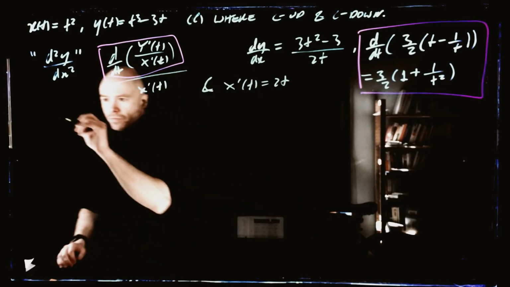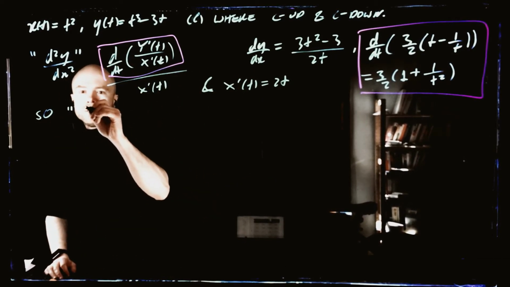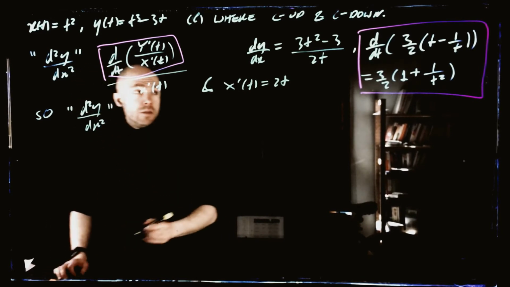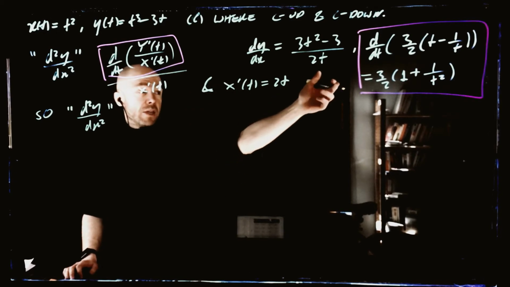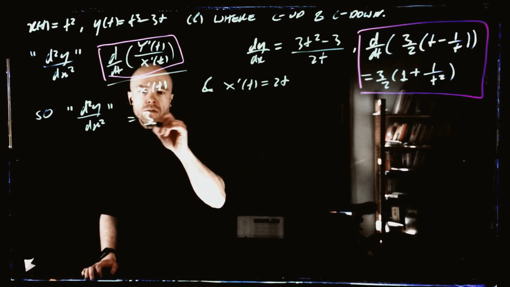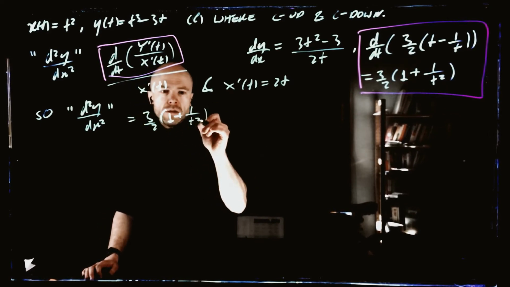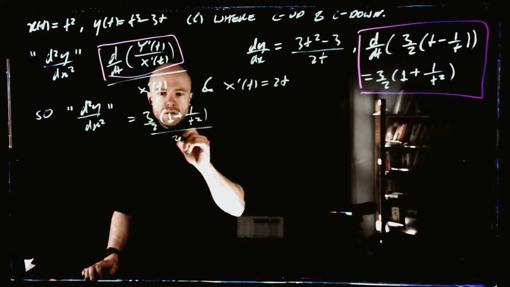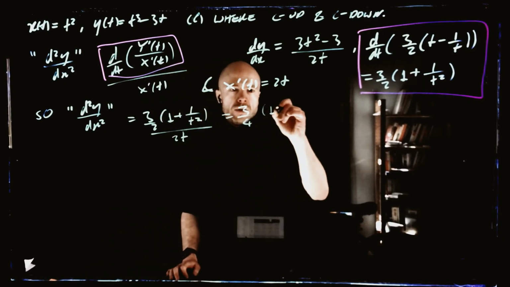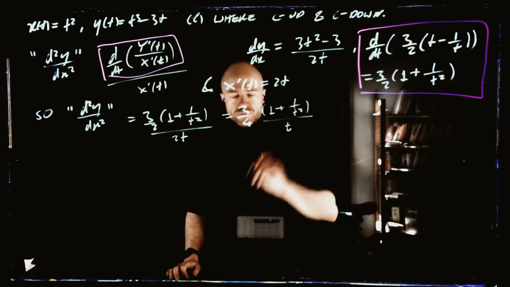So the second derivative, like this, is equal to what happens when we take this thing and divide by this thing. Over 2, 1 plus 1 over t squared over 2t. So what's that? That's 3 over 4, 1 plus 1 over t squared over t. Okay?